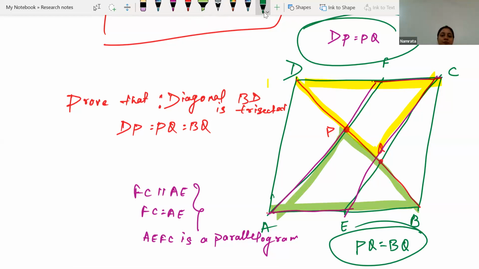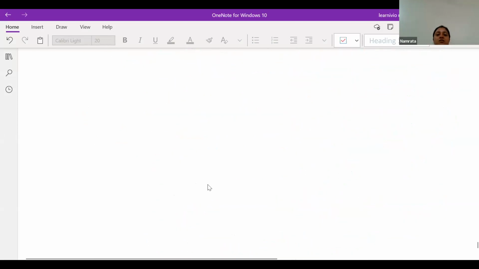Is it clear? Any confusion? No, ma'am. So this is how we can prove that the diagonal BD is getting trisected by lines AF and EC. If you have any query or doubt from here, please do ask. I'm going to start the next chapter, that is surface area and volume. Anyone want to ask anything? Okay, let's start surface area and volume.